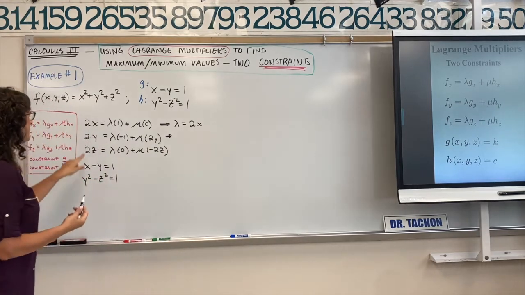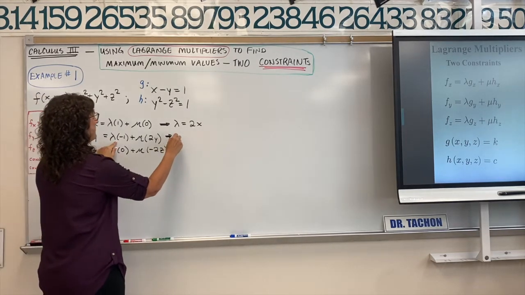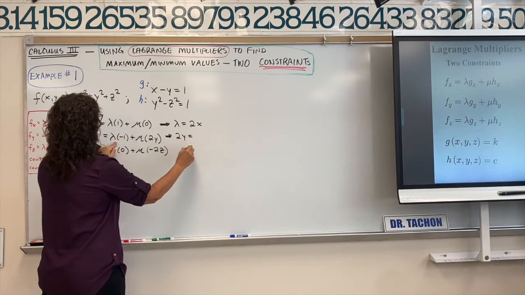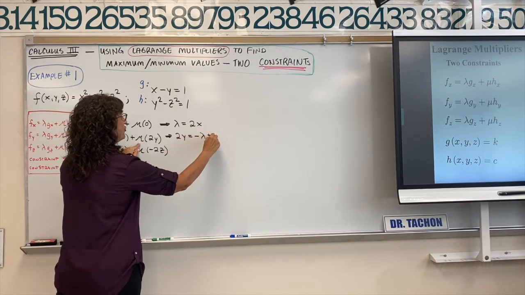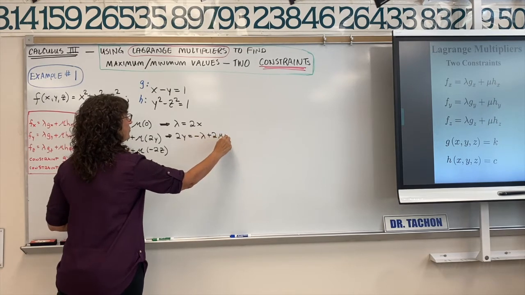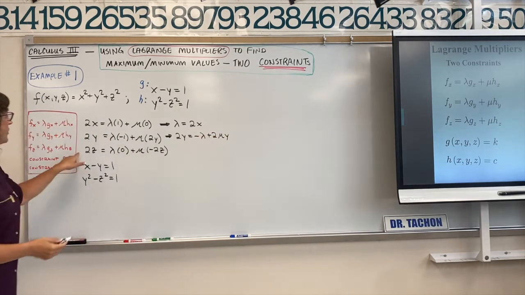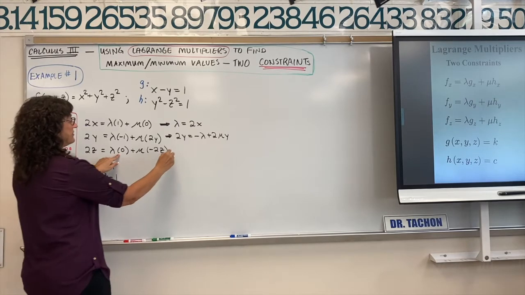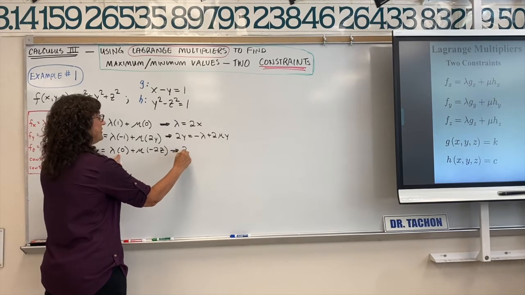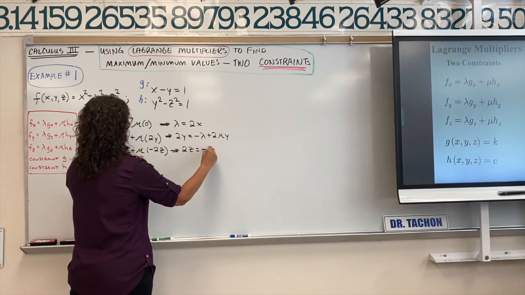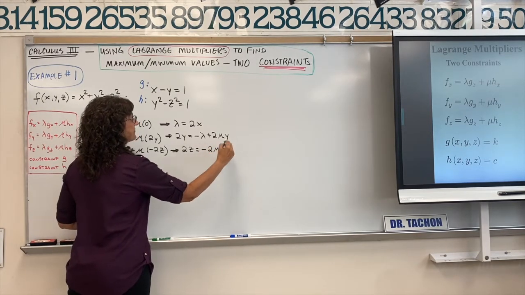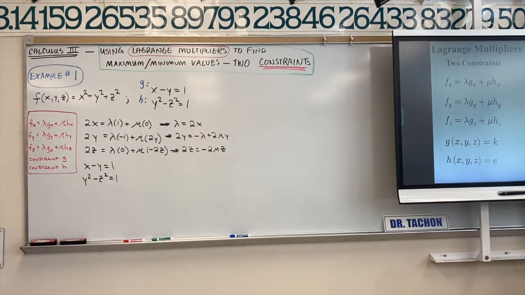Simplifying these a little bit, here we have 2y equals negative lambda plus 2 mu y. And then in this equation, lambda is gone because it's times 0, so we have 2z equals negative 2 mu z. We have this.